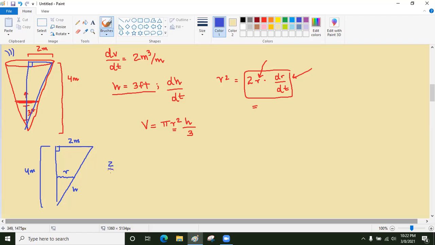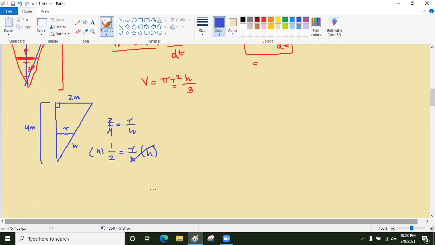And so in some sense, you can say that 2 over 4 is actually equal to r over h. Or in other words, if you simplify this down, 1 over 2 is equal to r over h. And if you solve for r, your h's would cancel out here, and you'd get h over 2 equated to r. So your radius is, in some sense, h over 2.